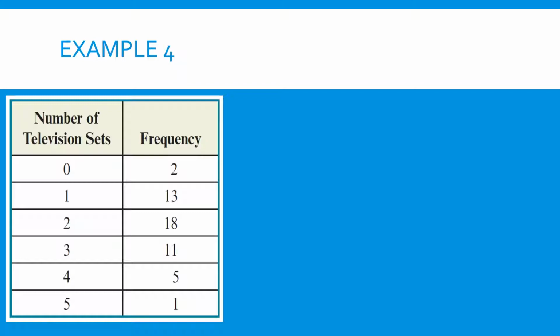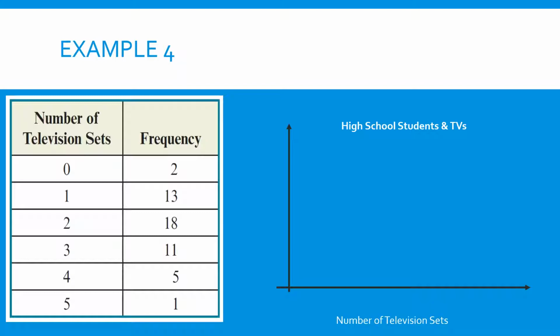I'm going to go ahead and draw the vertical and horizontal axes, and now I'm going to label my horizontal axis. I went ahead and gave this a title. I just called this High School Students and TVs. Like I said, you can title it whatever you want. This is just what I came up with. My horizontal axis is the number of television sets, and once again my vertical axis is frequency.